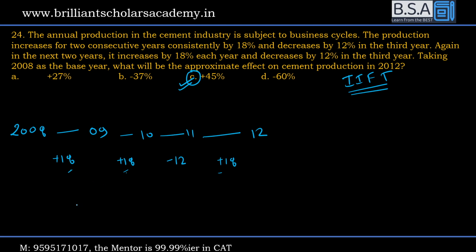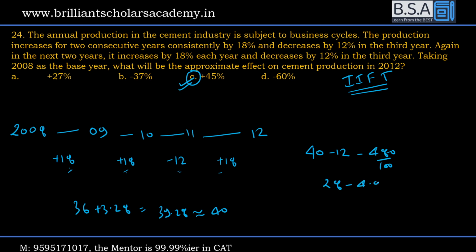A plus B, 36. A into B, 324. 324 upon 100, 3 point something. So the first two are equal to 39.28. Can I say 39.28 is almost 40? This is 40. Now what is their negative? 40 minus 12 minus 480 upon 100, which is basically again 28 minus 4.8, which is roughly 23.2%.